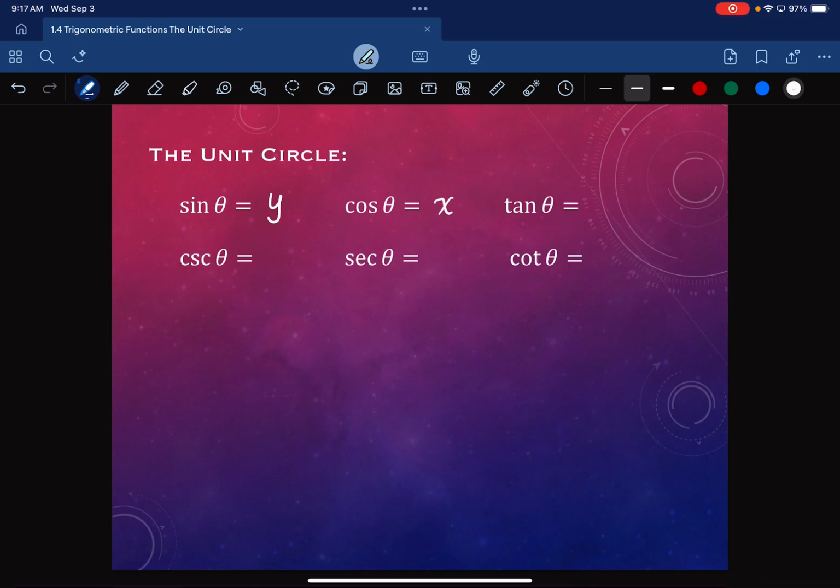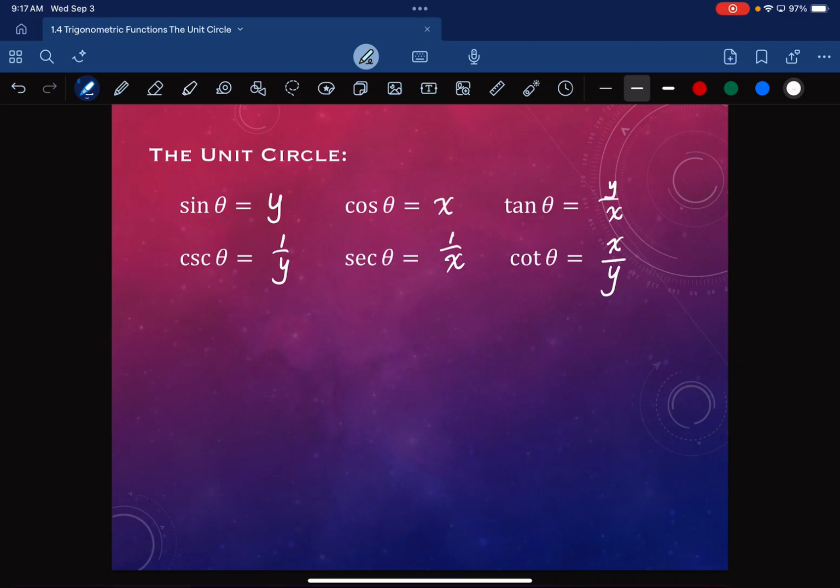The tangent value was y over x. That doesn't change because there's no r involved. So its definition remains the same. And then, as we've seen in all the other cases, cosecant, secant, and cotangent are reciprocals. So we're just going to flip all of them. So sine's y is becoming 1 over y, cosine's x is becoming 1 over x, and tangent is becoming x over y. So we get the reciprocal of all 3 of those.